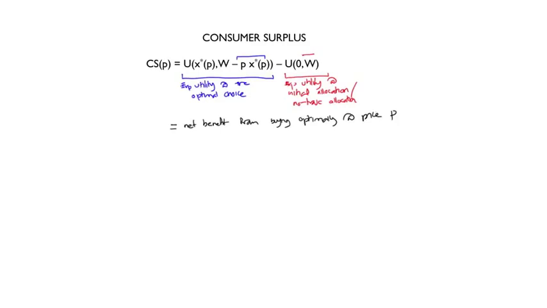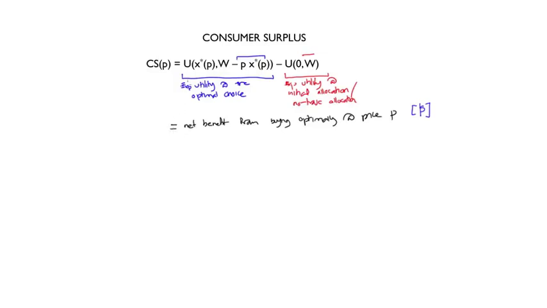Now, remember that under the quasi-linear preferences or experienced utility that we have been studying, both this U and this U are measured in dollars, and therefore the units of the consumer surplus are dollars. Now, we're going to do some algebra to provide a more useful representation or description of what consumer surplus is.